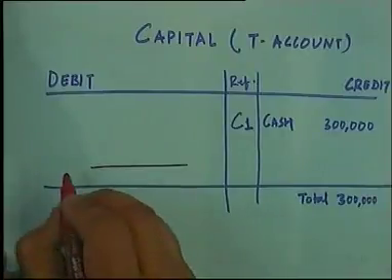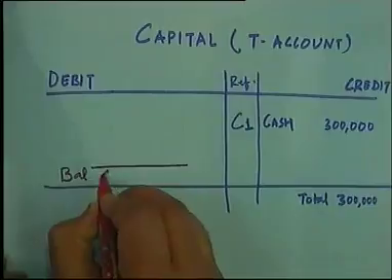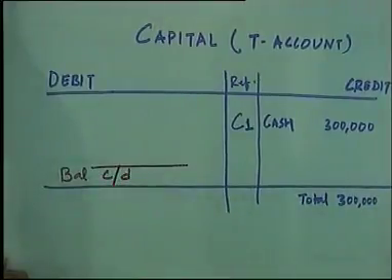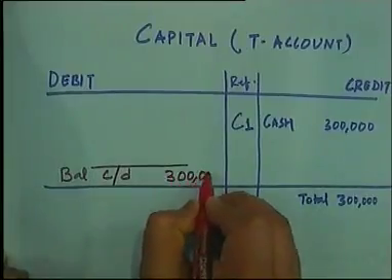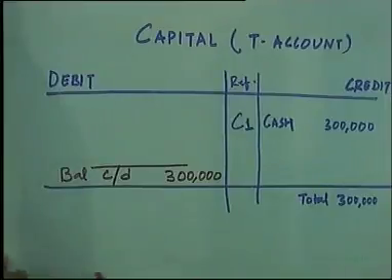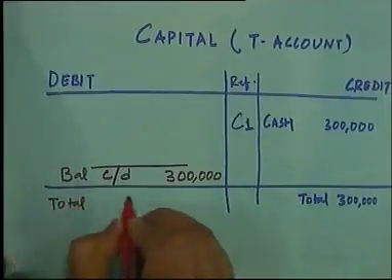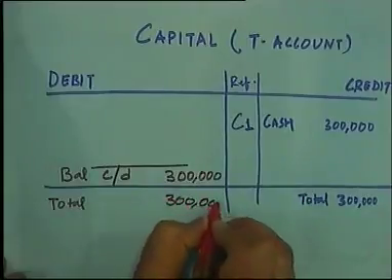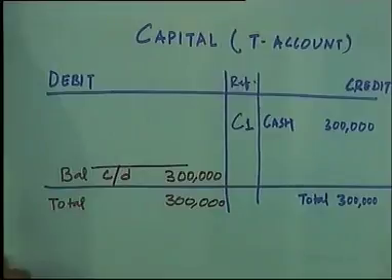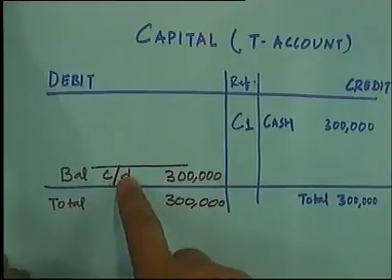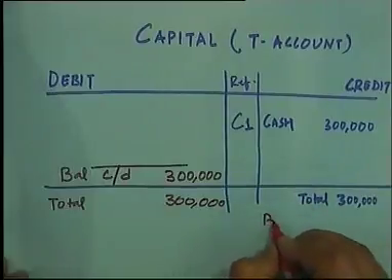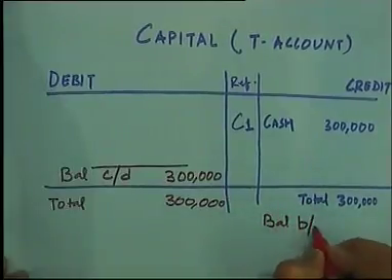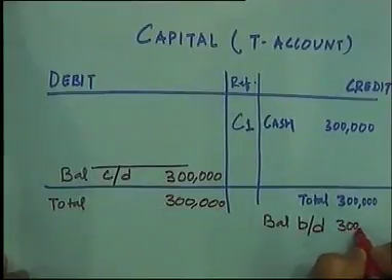So, what do they do? They immediately write balance carried down. And how much would be the amount? It would be equal to 300,000. So, total here also would become 300,000. Now both sides are matching. Now just because we entered balance carried down here, just to balance it, we will try to bring it down here, and that is how it is written like this: balance brought down 300,000.